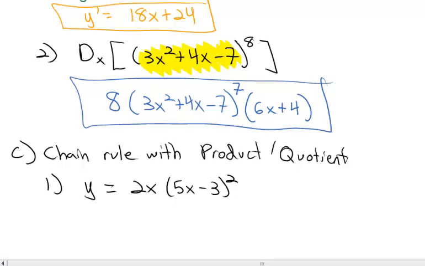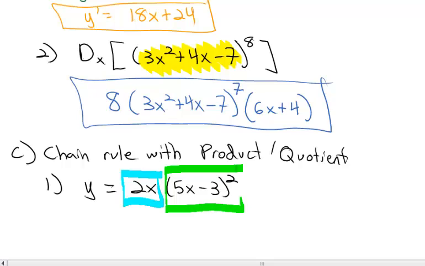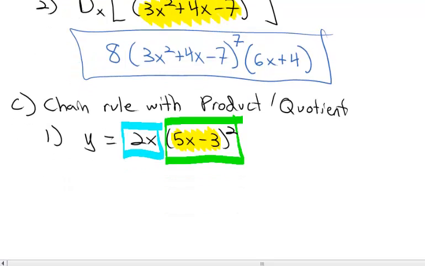Now, what you'll notice here is what we're really working with is a product. We've got 2x times the (5x minus 3) squared. But that second factor, the (5x minus 3) squared, has some guts in it. It's stuff squared. So we're going to use the product rule just like we did before to find dy/dx. But along the way, we're going to have to use the chain rule to take the derivative of the second part.